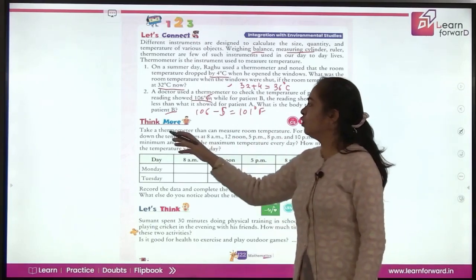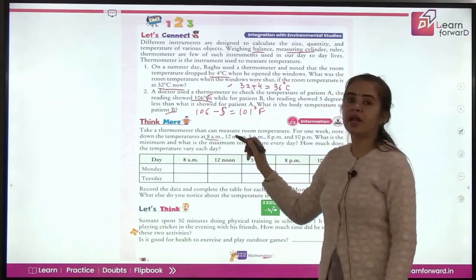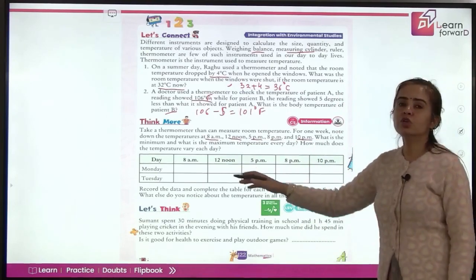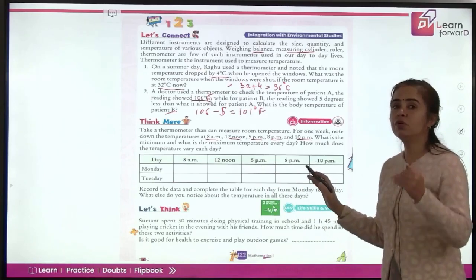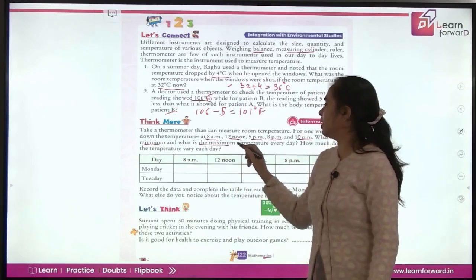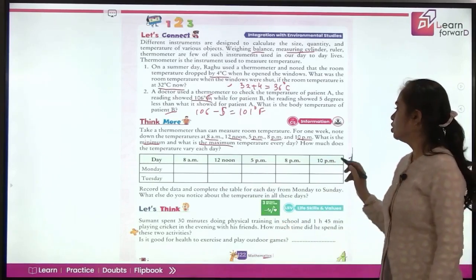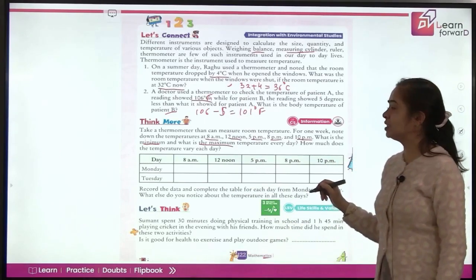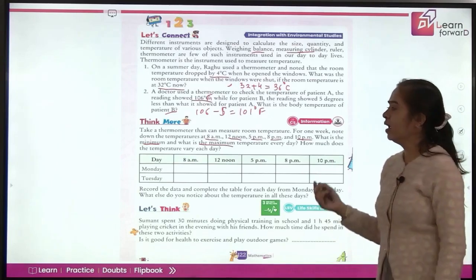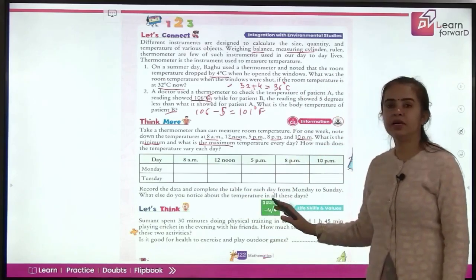Now think more activity for you. Take a thermometer that can measure room temperature. For 1 week, you have to write down the temperature at different times: 8 a.m., 12 noon, 5 p.m., 8 p.m. and 10 p.m. So you can make a chart like this for different times and you have to do it for 1 week. And you also have to say what is the minimum and maximum temperature every day and then how much the temperature varies each day. So you can make 2 more columns for minimum and maximum or you can highlight the minimum and maximum with 2 different highlighters. Okay, and then you have to see how much is the variation on each day. Now record the data and complete the table.